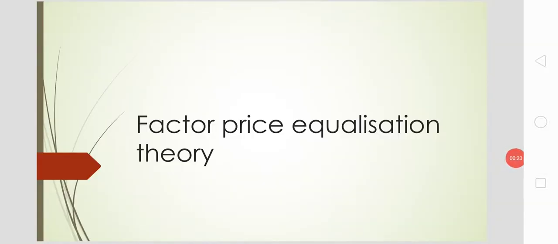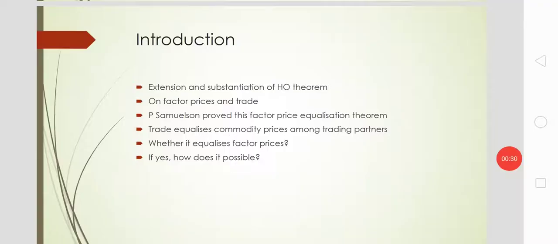Today we have factor price equalization theory put forward by Paul A. Samuelson. Factor price equalization theory is an extension of the Heckscher-Ohlin theory. It is Heckscher-Ohlin theory's substantiation as well. This is on factor prices and trade.